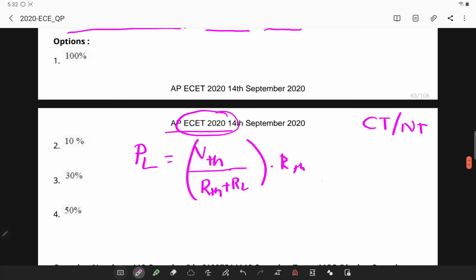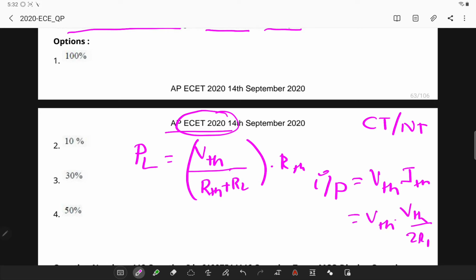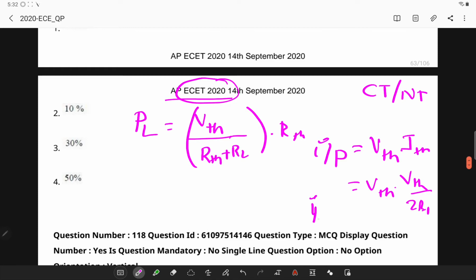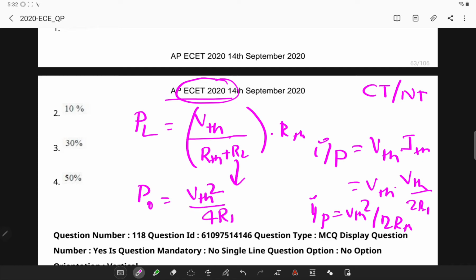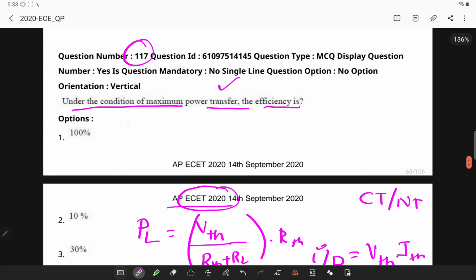So simply remember, the input power is V Thevenin into I Thevenin, or V Thevenin into V Thevenin by 2 R Thevenin, or I can say the input power is V Thevenin square divided by 2 R Thevenin. But if you substitute R Thevenin equal to R load, the output power is V Thevenin square divided by 4 R Thevenin. Now what is the definition of efficiency?